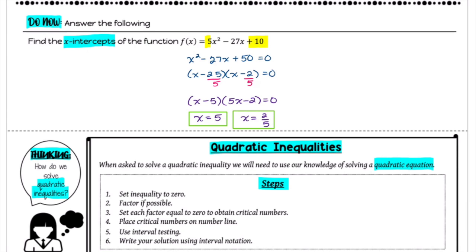Factor if possible. Set each factor equal to 0 to obtain critical numbers. Place the critical numbers on a number line. Use interval testing. And write your solution using interval notation or any other notation that they have asked.